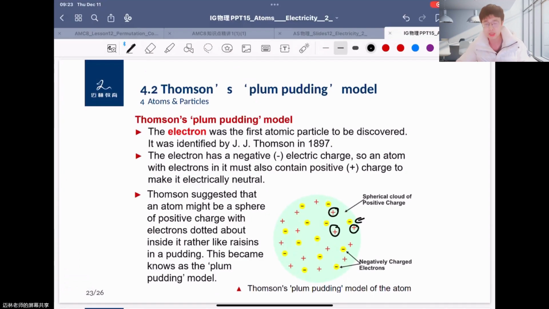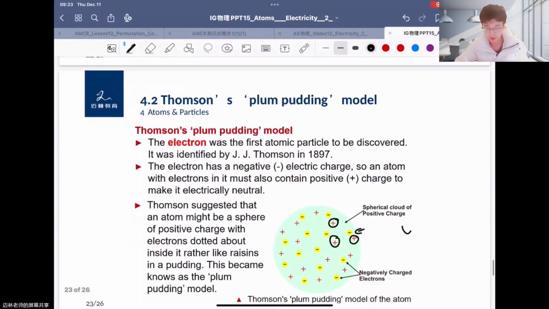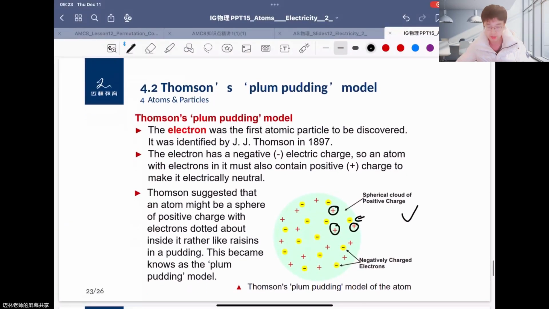Okay, so in this way, it can explain why the total charge equals zero and why there is some positive charge inside, but we cannot determine whether it is a plum pudding model. Maybe there's another structure. So this is a very famous theory before we had this orbit theory. You can just remind yourself about Thomson's plum pudding model. It's just before the orbit, like astronomy, model.